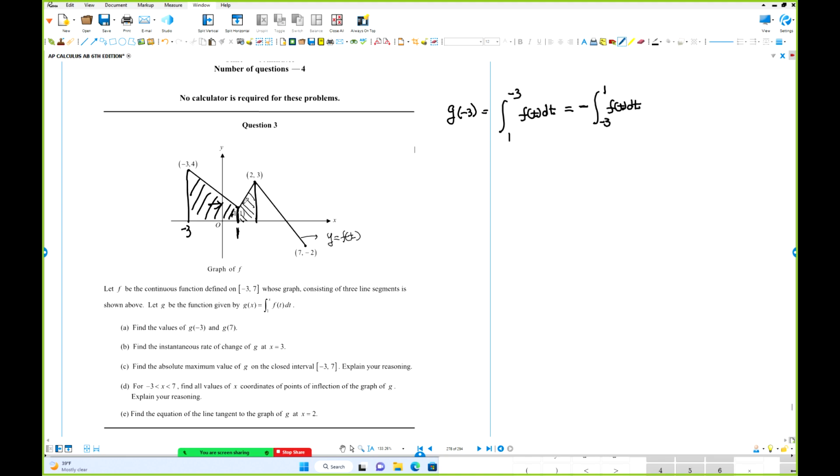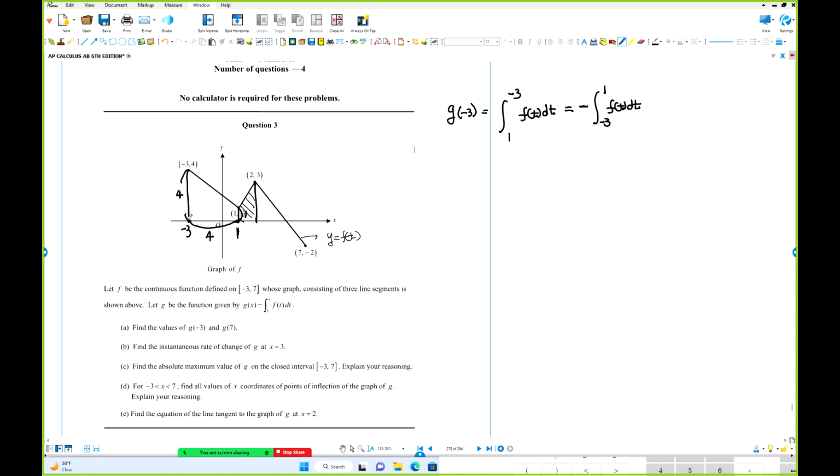All right, now let's find the area of this one up to the 1. The height is 1, right? Height is 1. This length is how much? 1 minus negative 3 is what? The distance between these 2 points is 4. This 4 is the length.